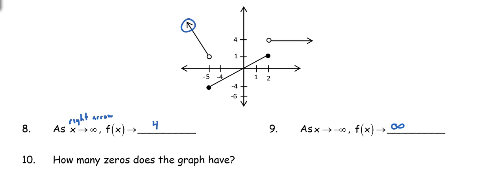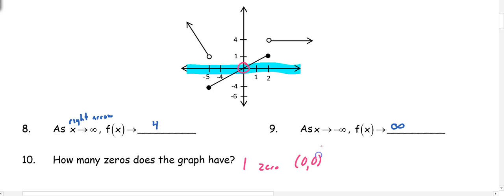How many zeros does this graph have? Well, to have a 0, you have to cross the x-axis. So if this is our x-axis, we are crossing in one place. So we would have 1 zero, which would be at the point (0, 0).